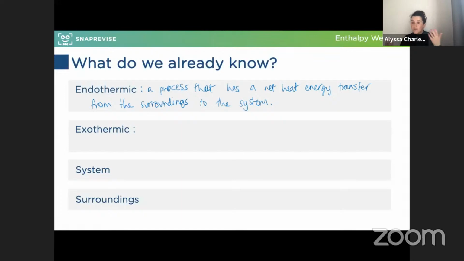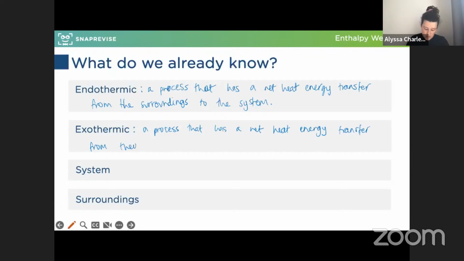So exothermic is the opposite of endothermic. It's a process or reaction that has a net heat or thermal energy transfer from the system to the surroundings. How do we remember which is which? Does anybody have a way of remembering which is which?